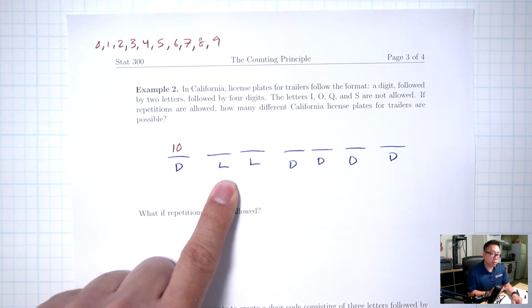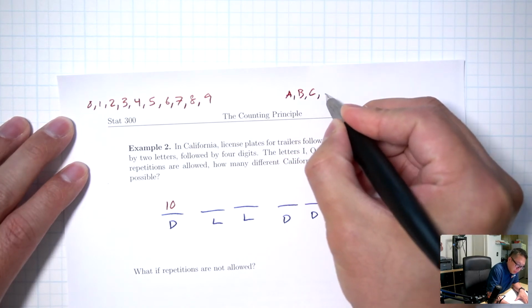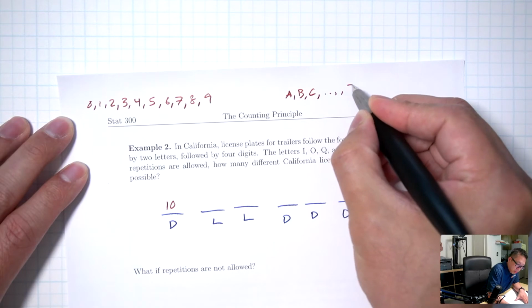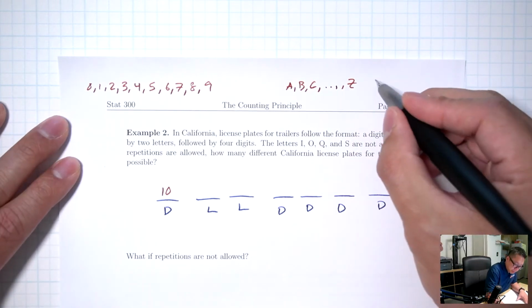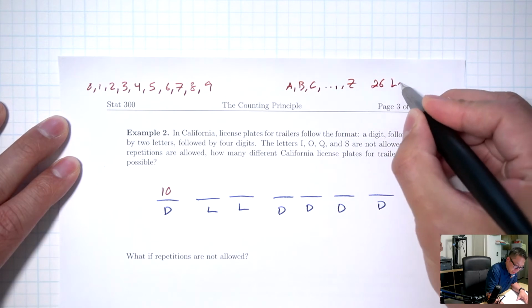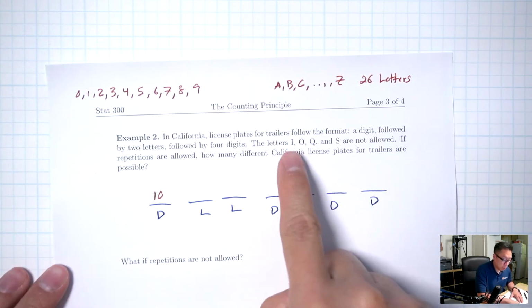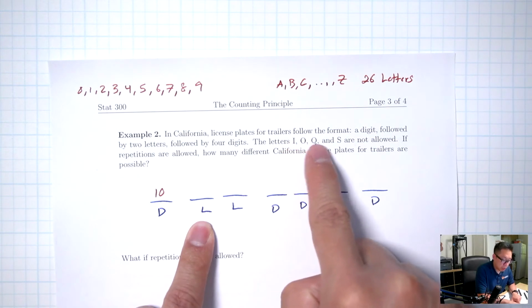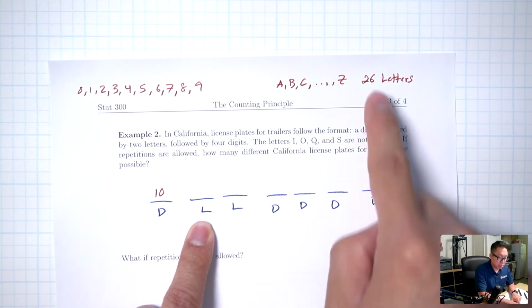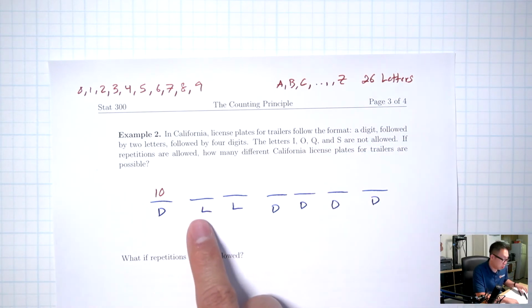Letter. Okay, so letter, I mean A through Z. So normally, A through Z, how many letters is that? Pretty sure it's 26. 26 letters. Now, I did say we're not allowed to use I, O, Q, and S. Okay, so 26 letters total. But if you remove I, O, Q, and S, how many letters do you have now? So 26 minus 1, 2, 3, 4, minus these 4. 26 minus 4 will be 22. We have 22 options for letters.